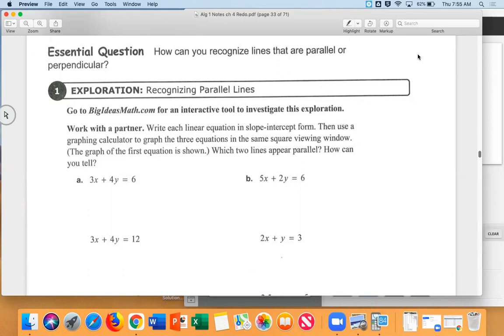Okay? But as of right now, we just know what they look like and we know why they're important and what they are. We don't know how to show two things are parallel or prove two things are parallel. Now let's talk about perpendicular. Have you guys heard of perpendicular?